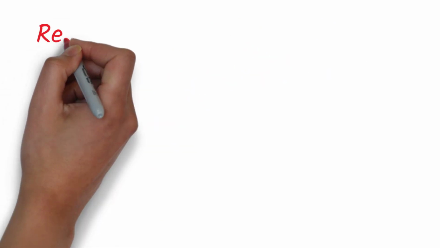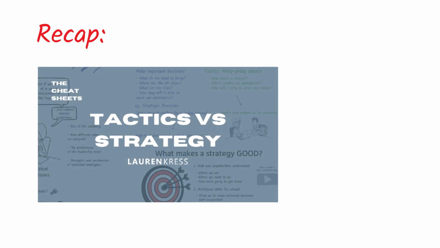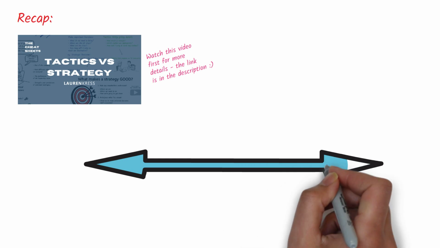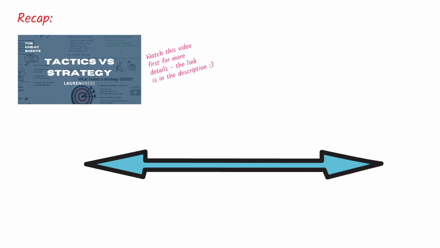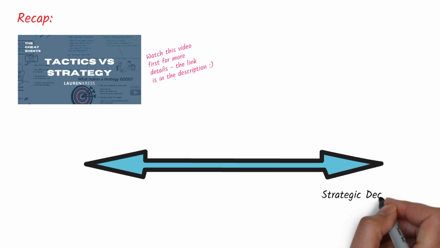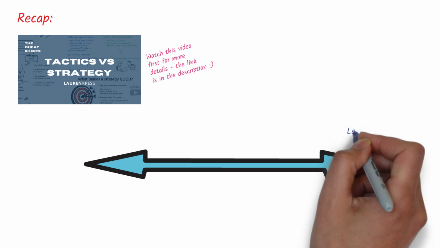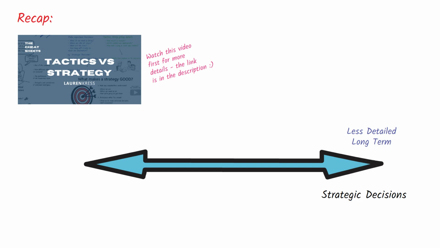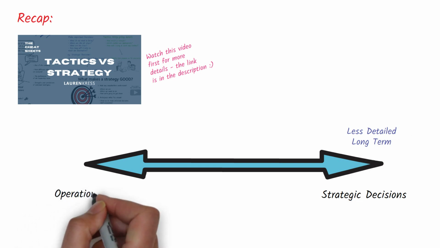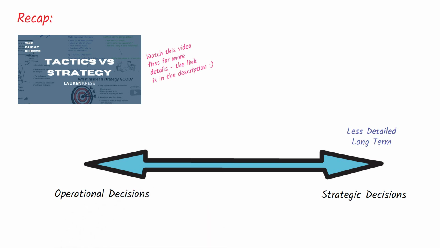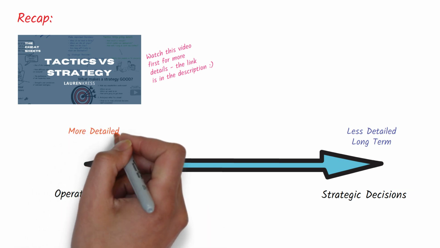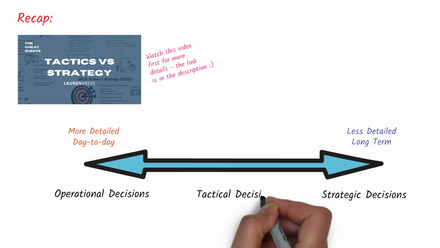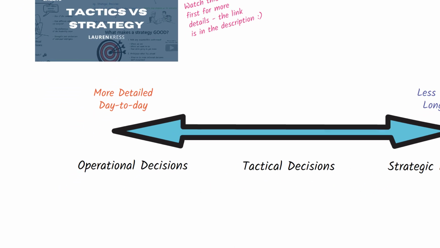In my last video on strategy versus tactics and what makes a good strategy, we talked about this spectrum for the types of decisions we need to make in business. On the one end, we have the strategic decisions, the high-level, long-term decisions for our business. On the other end of the spectrum, we have the operational decisions. These are the ones that are made about the day-to-day operations and activities of the business. And in the middle, we have the tactical decisions. These are the ones that get into the more nitty-gritty details of a strategy that prepare us for execution.